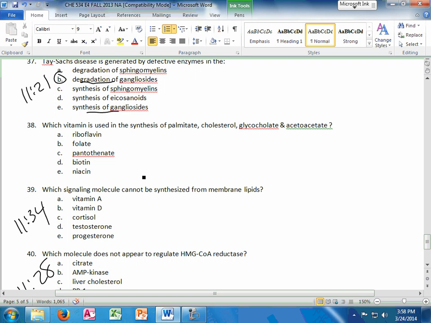So which vitamin is used in the synthesis of palmitate, cholesterol, glycocholate, and acetoacetate, which is one of the ketone bodies from Unit 10? The only one used for all of that is pantothenate. Remember, CoA has been the major player in a lot of these. We haven't been seeing our friend niacin as much lately. Biotin is carboxylase only. I don't think we've even mentioned folate yet. Riboflavin. Haven't seen much of that one lately either.